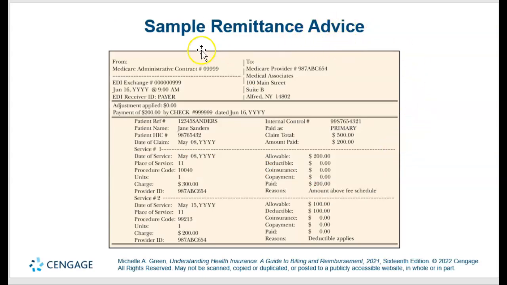Okay, so we have a sample remittance advice. Here we have different things. It's what is allowable. Data services, paid 200. Here we didn't have anything. Allowable is 100. They had a $100 deductible. With that $100 deductible, it means that they will start paying as soon as the deductible is met.